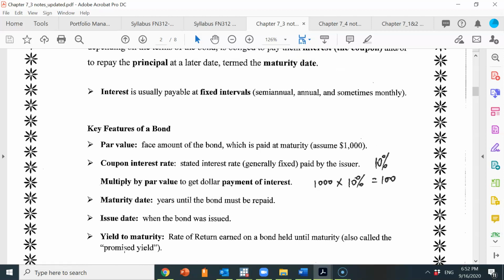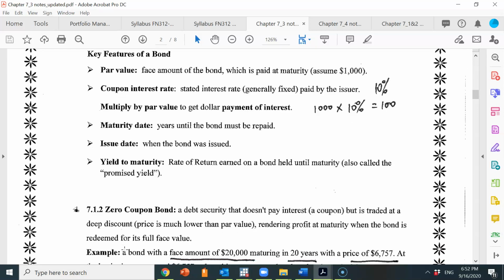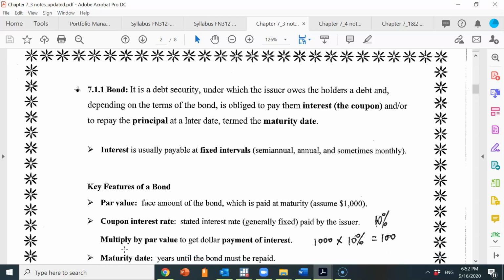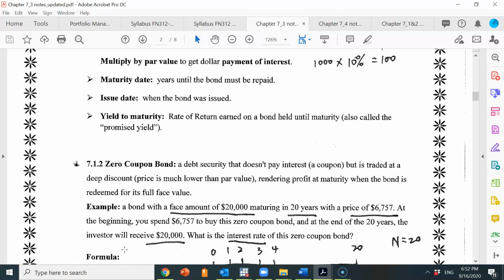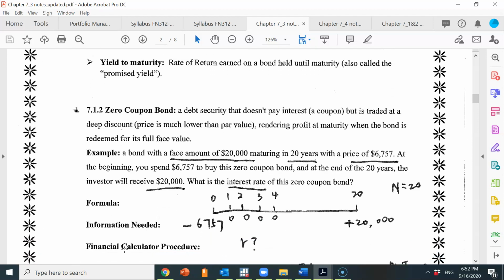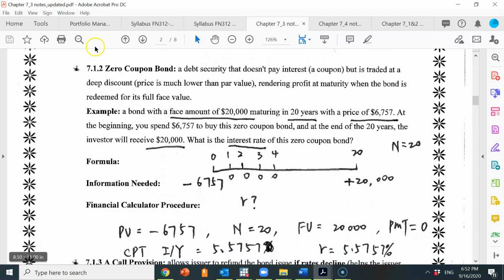Okay, let's look at specific examples of bonds so you can understand this concept better. Let's use zero coupon bond as our first example here. A zero coupon bond is a debt security that doesn't pay interest, but is traded at a deep discount. Price is much lower than par value, rendering profit at maturity when the bond is redeemed for its full face value.